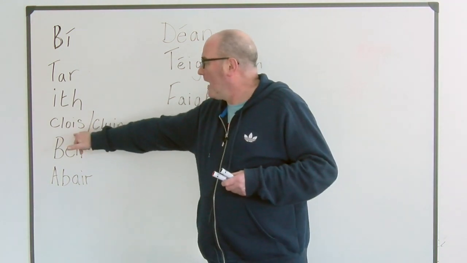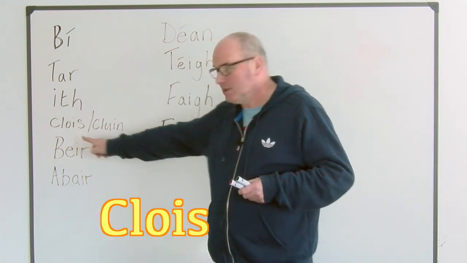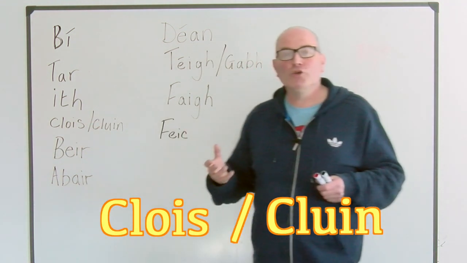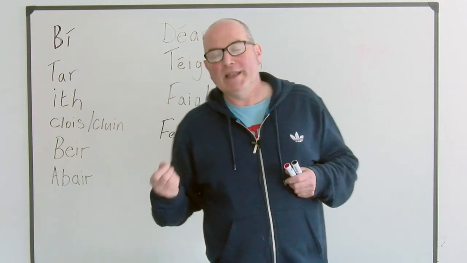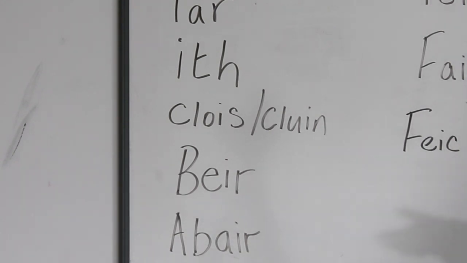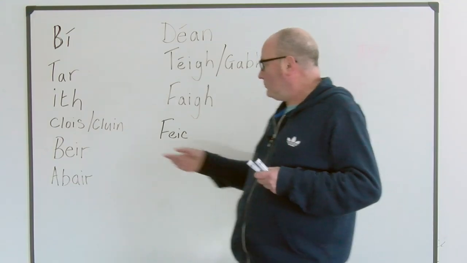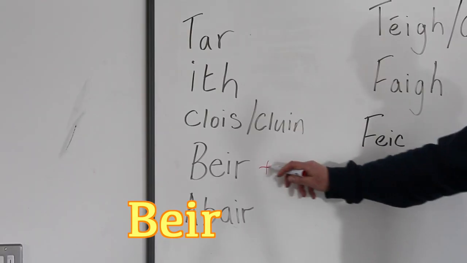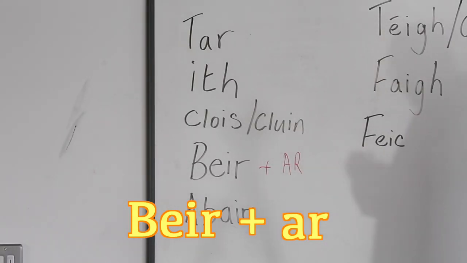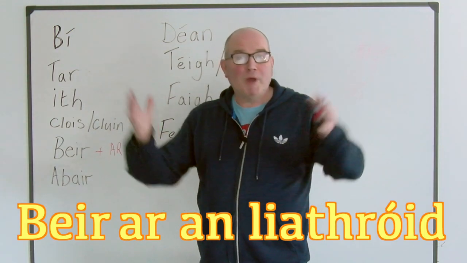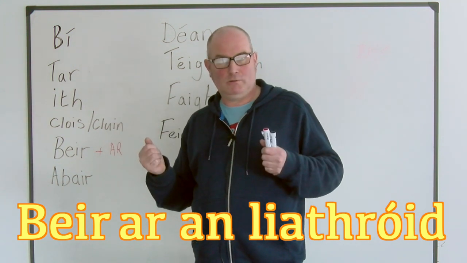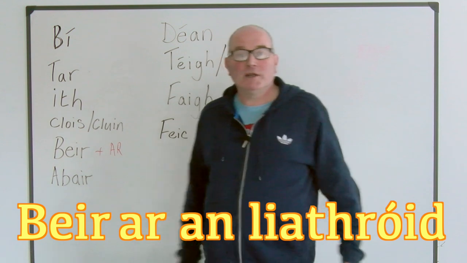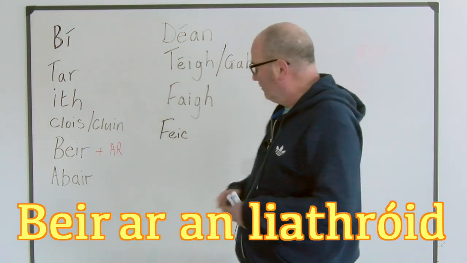Now this one here, we have two forms of this. We have cluin and clois. Cluin is used more often in Ulster, and clois will be the form that they use in the Caighdeán Oifigiúil, the official standard, which is very useful. So this one, beir, it's usually with ar because it means to catch or to give birth. So beir ar an liathróid, catch the ball. Handy enough when you're out playing in the back garden. Beir ar an liathróid, and away you go.